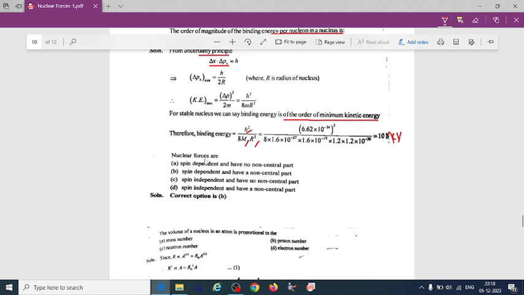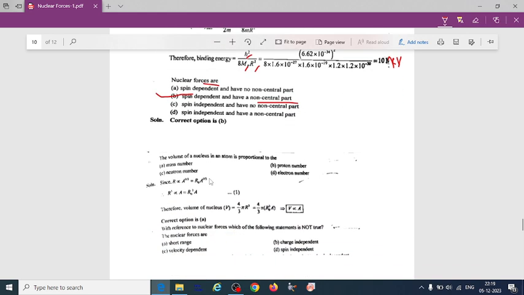So the next question: nuclear forces are spin dependent, have non-central part; spin dependent and have a non-central part; spin independent, have no non-central part; spin dependent and have a non-central part. Obviously, as we read in the properties, spin dependent and have a non-central part.